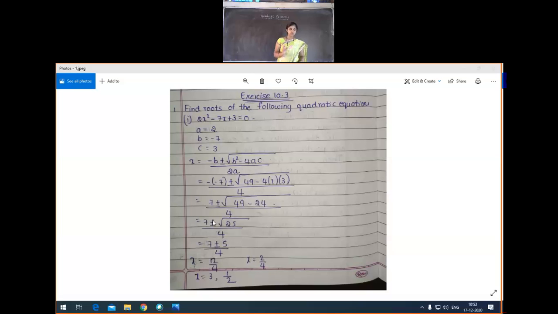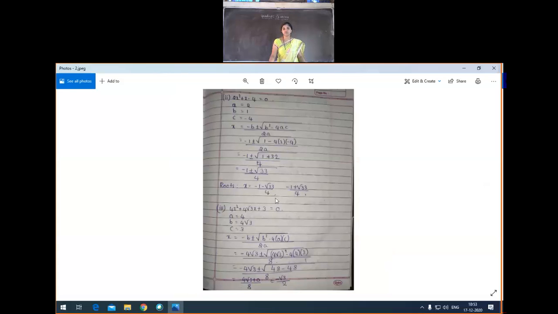So for the first question, roots are 3 comma 1 by 2. Got the idea of this problem, students? 3 comma 1 by 2 are the roots of the first quadratic equation.